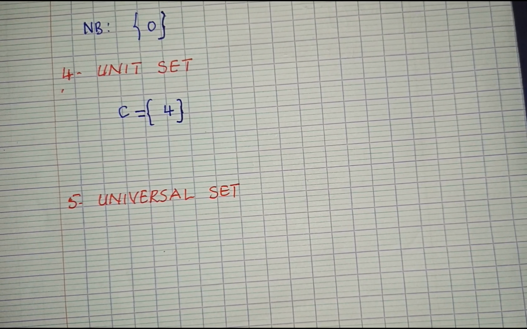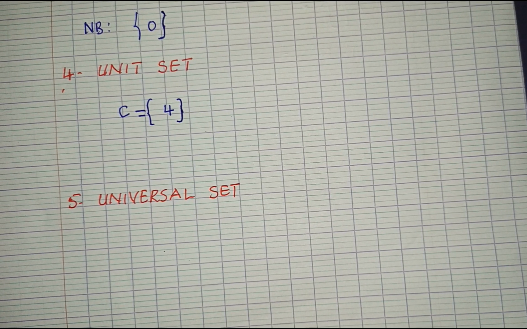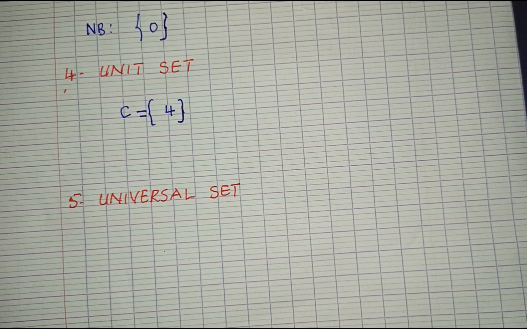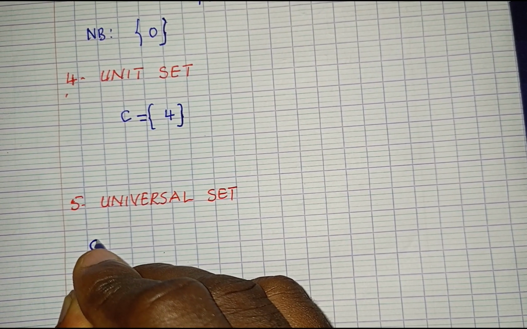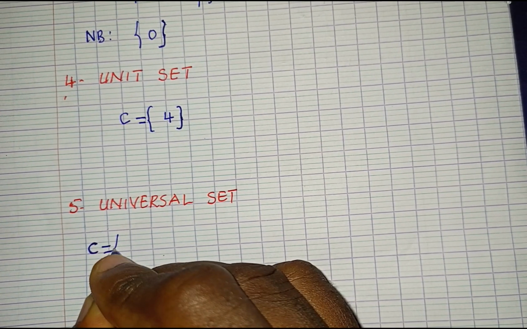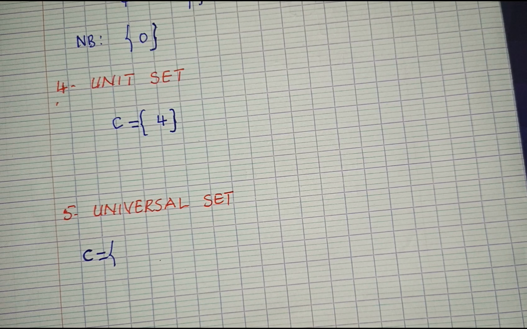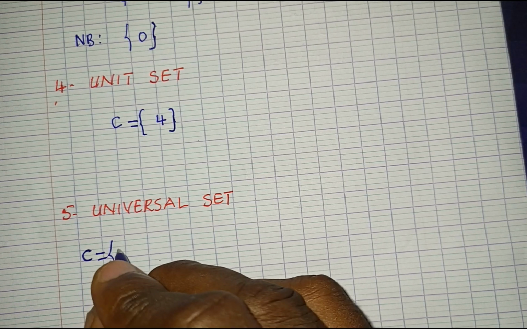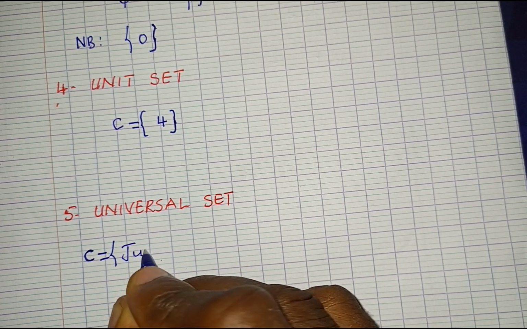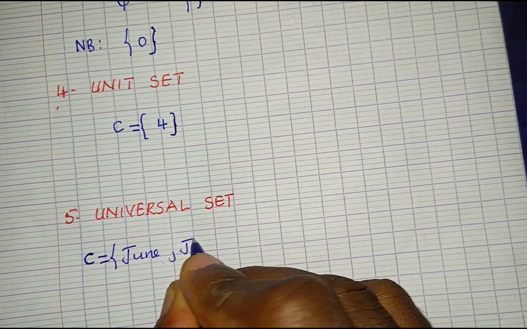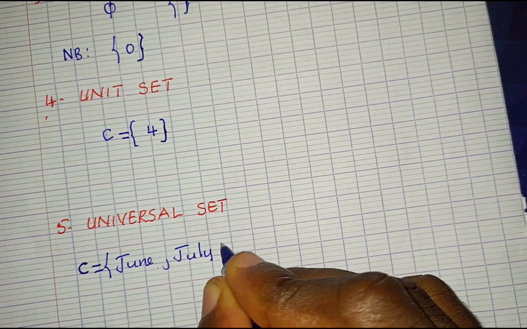And I also have the universal set. The universal set is the biggest set under study. It contains all the objects under discussion. So if, for example, I take set C, and I say set C is equal to the months of the year starting with J. So I have June, I have July. This is my set C.